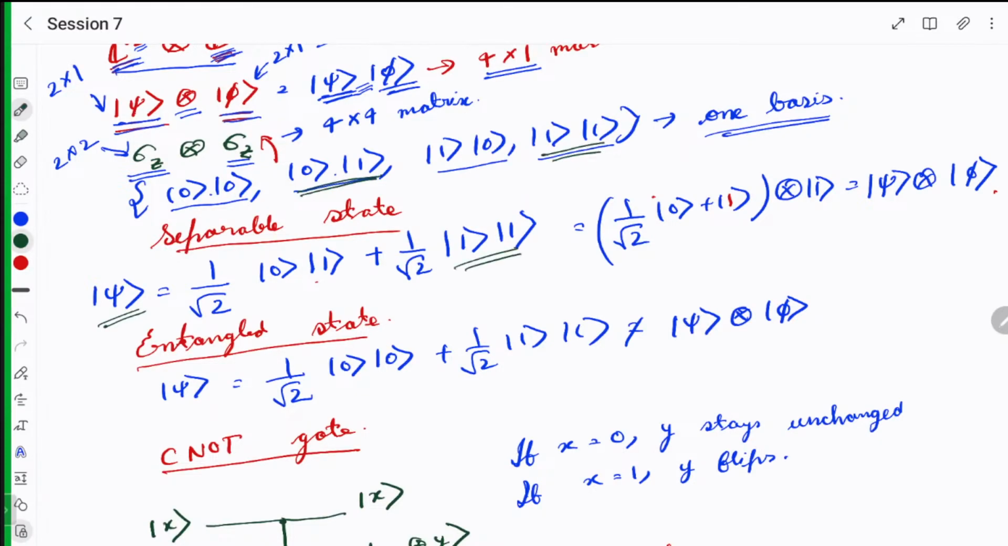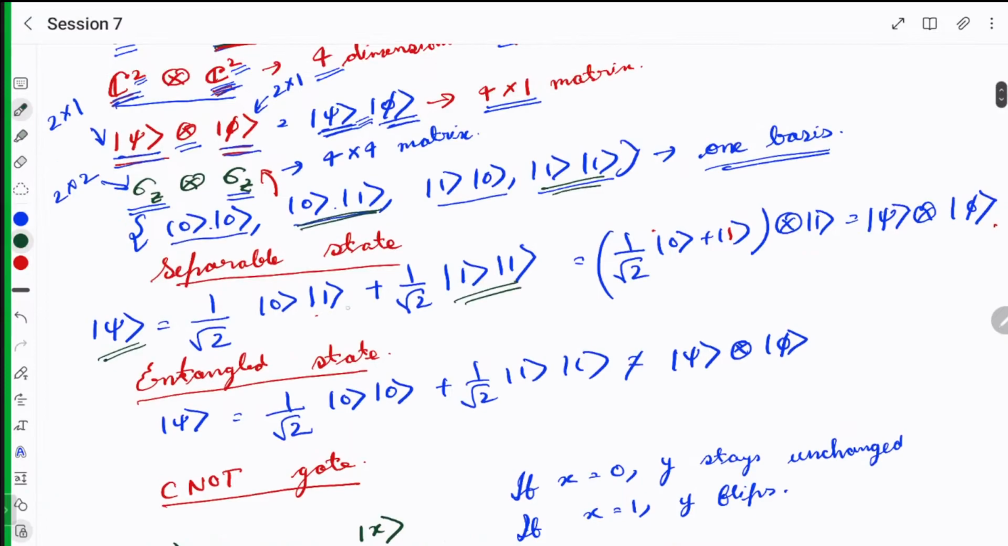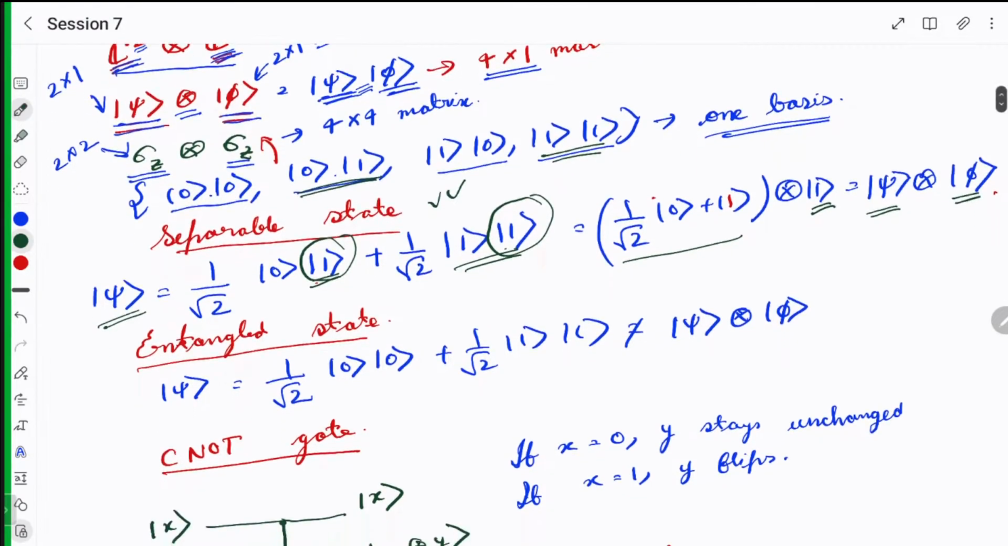Here we had seen that in some of these states, 1 is common. So you can take 1 common out as tensor 1, and write this as 1 by root 2 times (0 plus 1) tensor 1. So it can be written in some psi tensor phi form. All those states which can be separated out in this form are called separable states. But there are some states which cannot be written in this form. We had seen some examples like 1 by root 2 00 plus 1 by root 2 11.